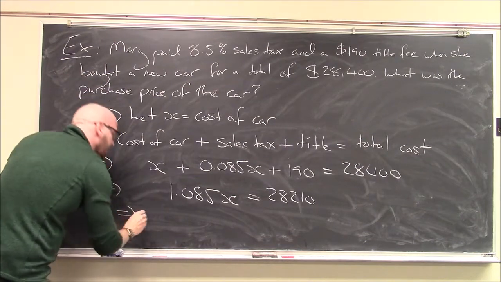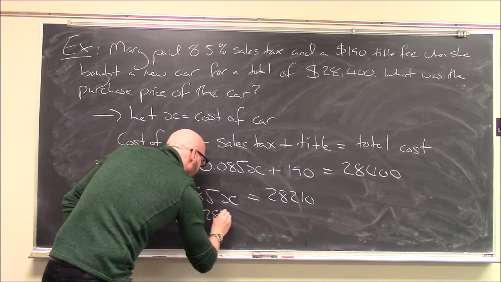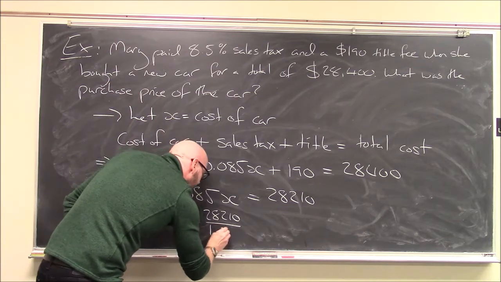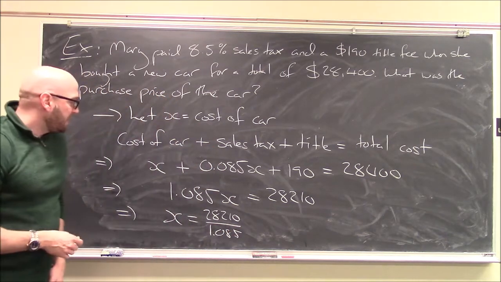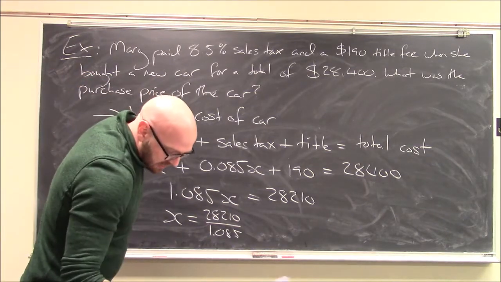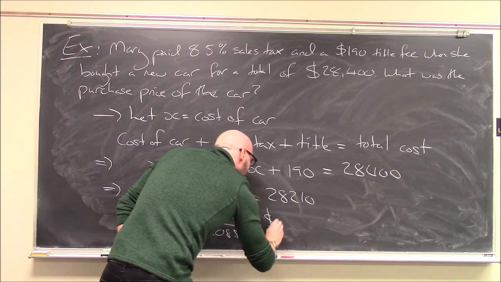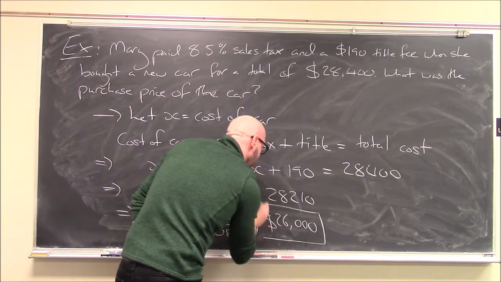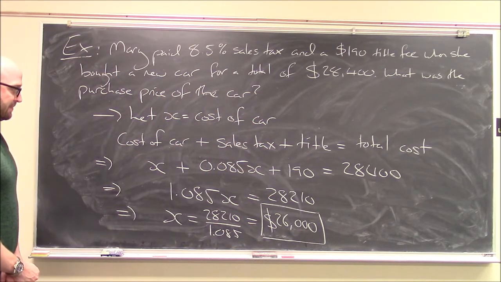And lastly, that means that x is 28,210 divided by 1.085. Not a very nice looking fraction. Now you would just pull out a calculator. I got that this is actually exactly equal to a nice number. This is $26,000. So that's exactly what you paid for the car.